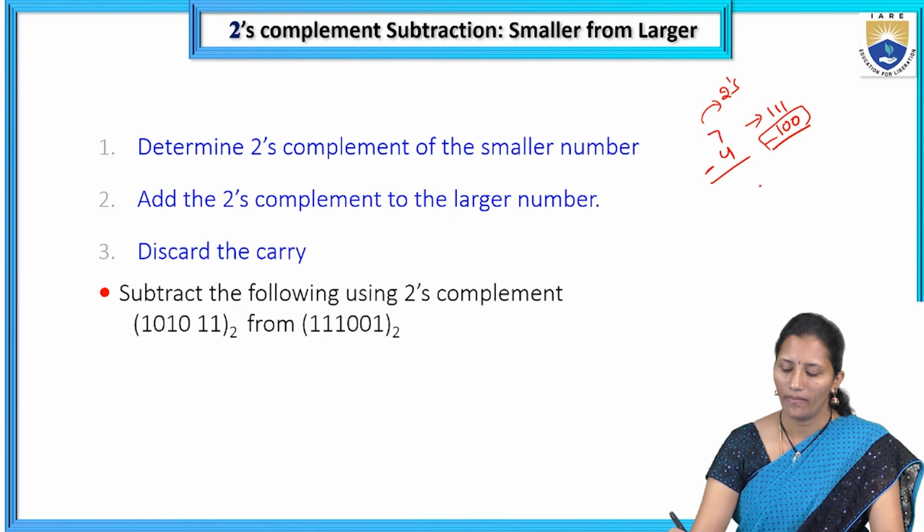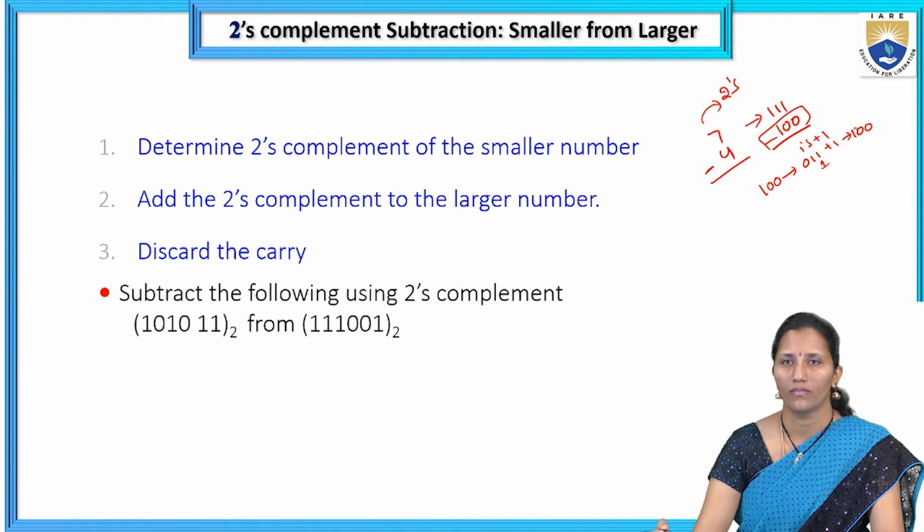So here 1, 0, 0's 2's complement is 1's complement plus 1. So 1's complement is 0, 1, 1 plus 1. That is 1, 0, 0. Okay. And add this 1, 0, 0 to the 7. So 1, 1, 1 plus 1, 0, 0. So 1, 0, 1, 1.